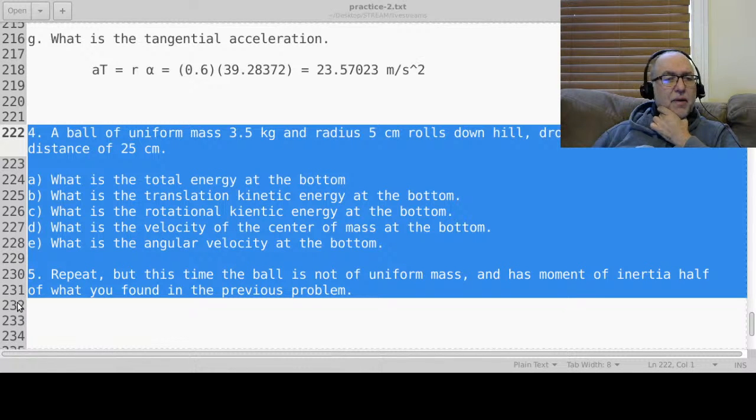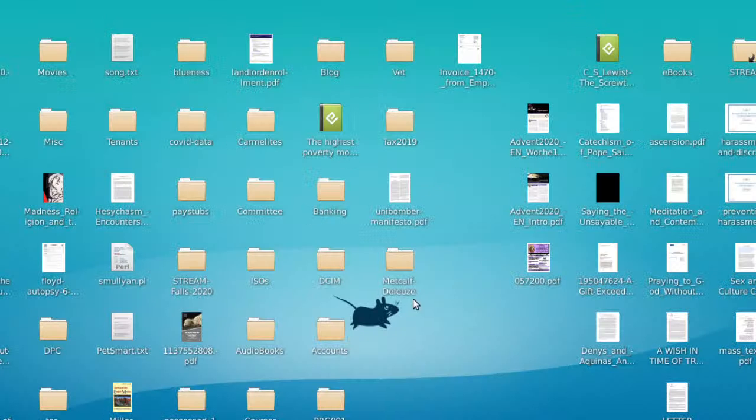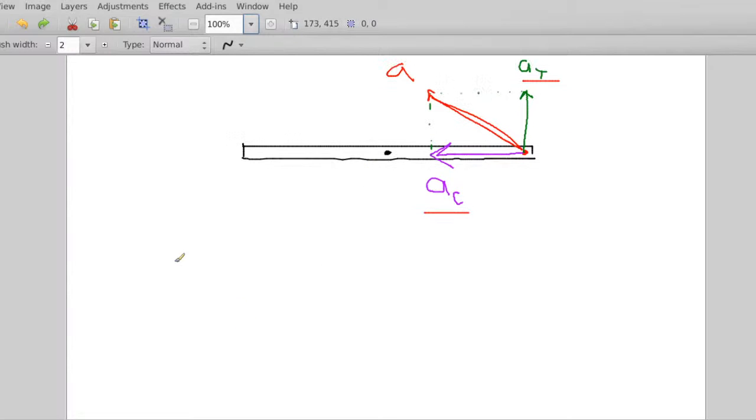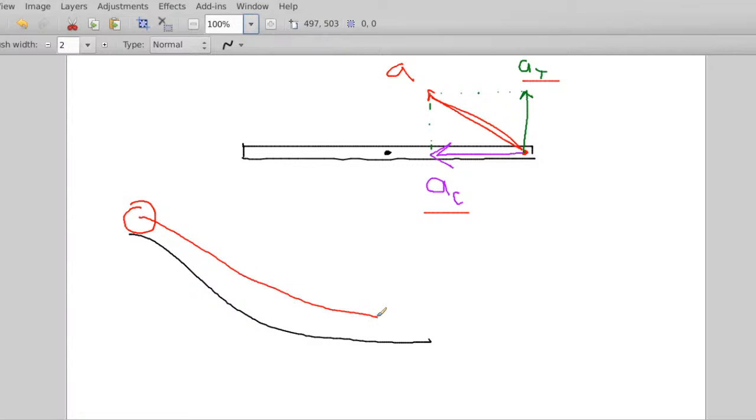But if I were to draw a picture of this, let's go back to the whiteboard that keeps disappearing on me. All right. Let me just do it down here. It's basically, you have some hill like this. Okay. And you have a ball or a drum up here. And then it rolls downhill like that. And it's dropping some vertical distance h like this.